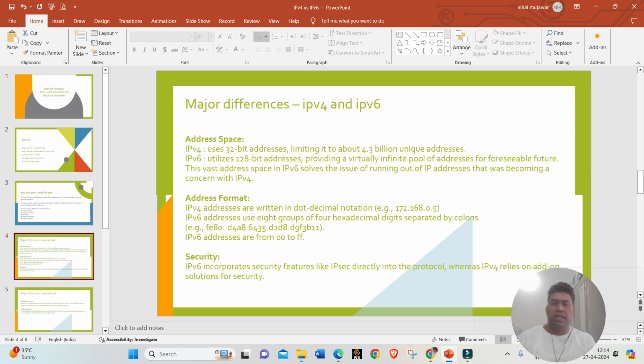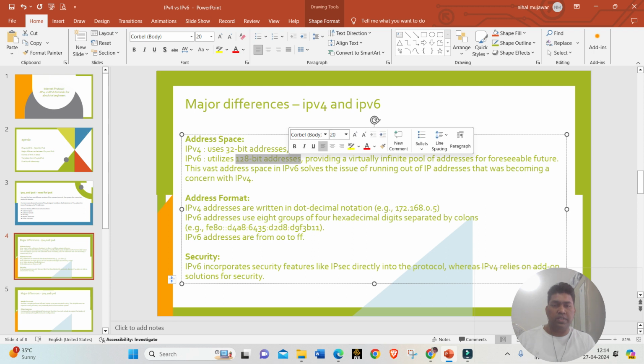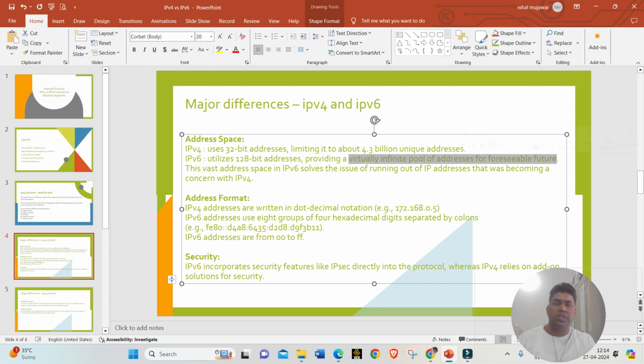IPv4 uses 32-bit addresses, limiting it to about 4.3 billion unique addresses, whereas with IPv6, and here is the major difference, it utilizes 128-bit addresses, providing a virtually infinite pool of addresses for the foreseeable future. So you can say it's just infinite. If we compare version 4 and version 6, version 6 is definitely something infinite. The vast address space of IPv6 solves the issue of running out of IP addresses that was becoming a concern with IPv4.